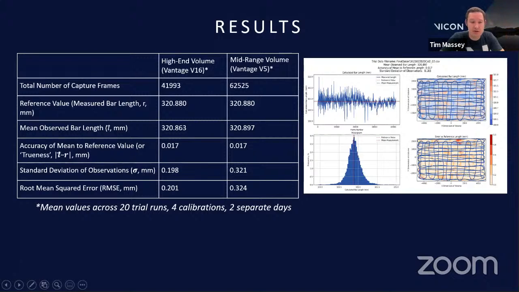And that was consistent across the two trials. The standard deviation, so the range of those results, the average range, which again was very consistent from trial to trial, varied as you'd expect. The higher resolution camera had a lower variation as you moved around the volume, just under 0.2 of a millimeter standard deviation. The V5 was of course slightly higher, just over 0.3 of a millimeter.